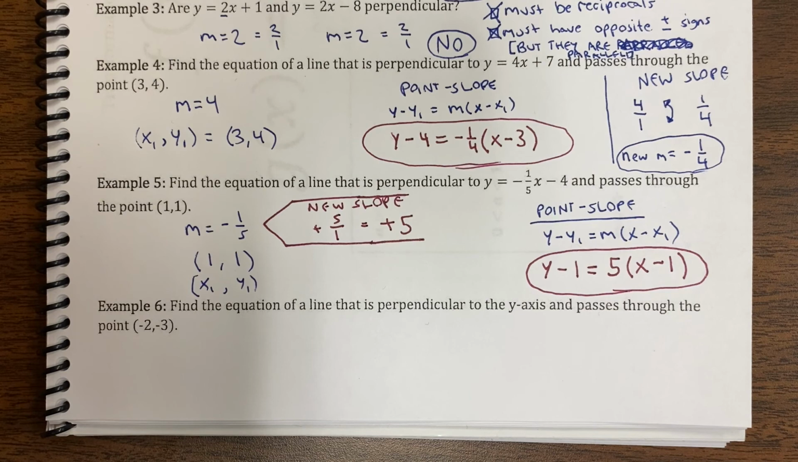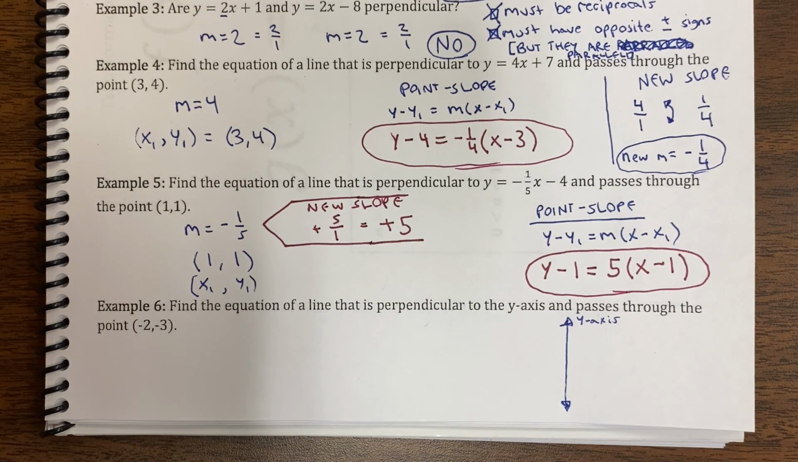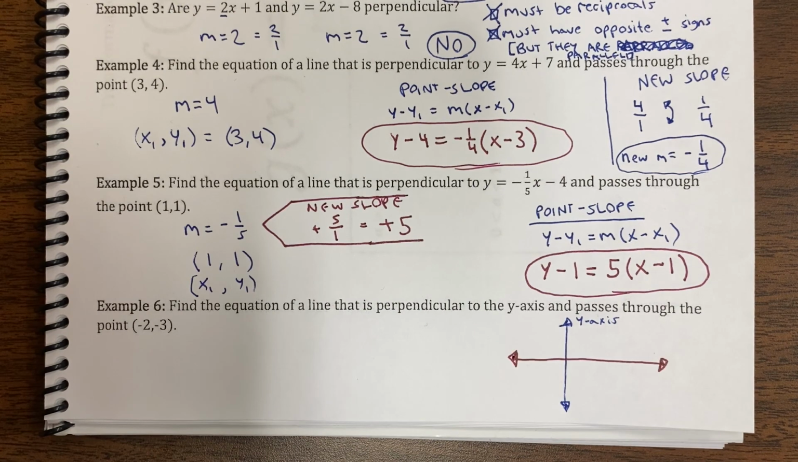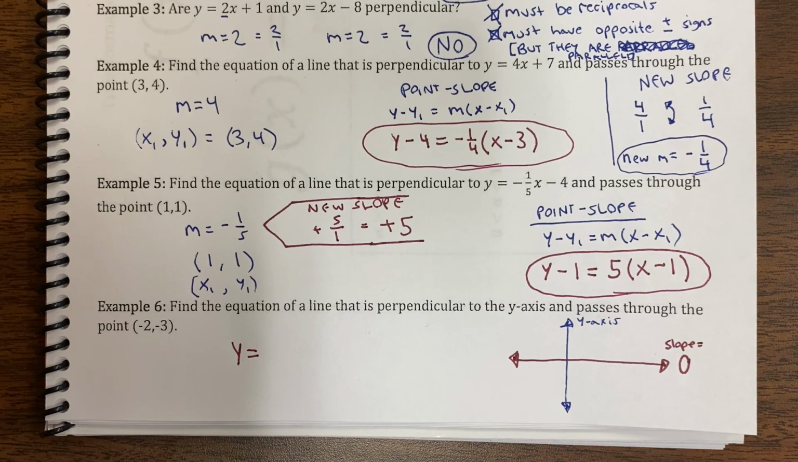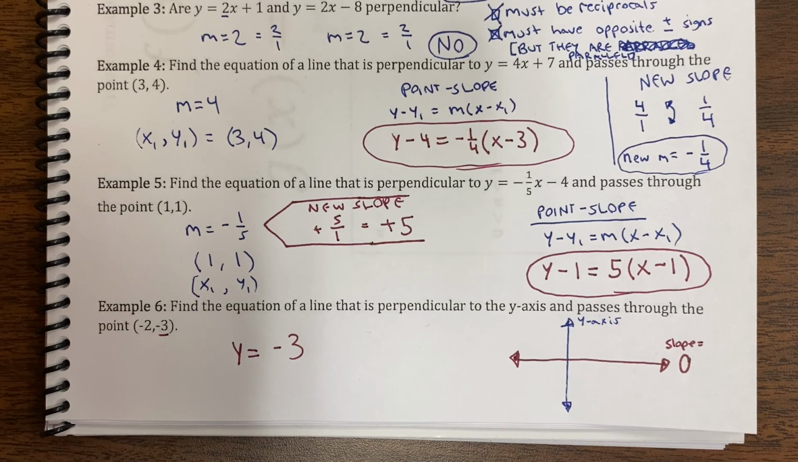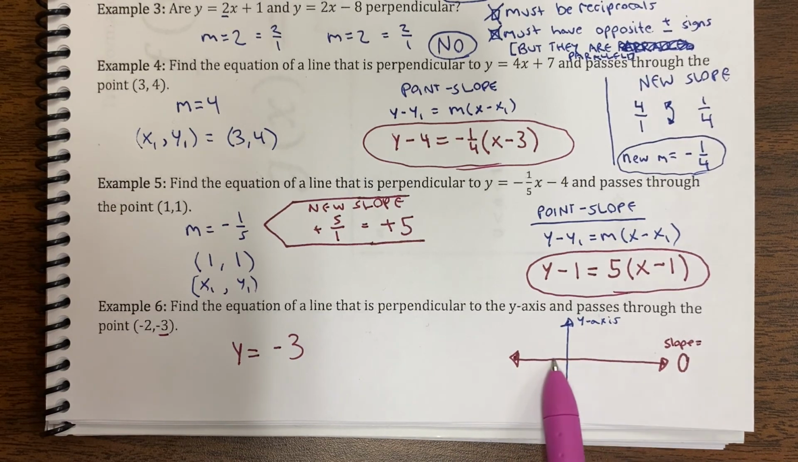For example 6, it wants us to find the equation of a line that is perpendicular to the y-axis. So if this is the y-axis, then a perpendicular line would look like this. Whenever we have straight horizontal lines, that means the slope is 0. So our equation is going to be y equals whatever the y value was, which in this case is -3. And remember, the reason why is because no matter where I am along the x-axis, the value on the y is always going to be -3.